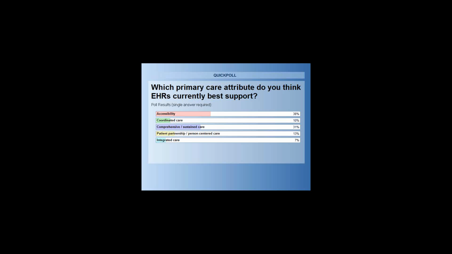Great. This mimics a lot of the last question. It seems like the group feels like electronic health records are doing better around accessibility and comprehensive or sustained care. And that's interesting. The NAPCRG HIT group had thought that meaningful use had a bigger focus around promoting integrated and coordinated care with stage 2, stage 1 focusing on data capture and sharing and other types of information. But all of the areas were things that folks thought there were places to make advances.